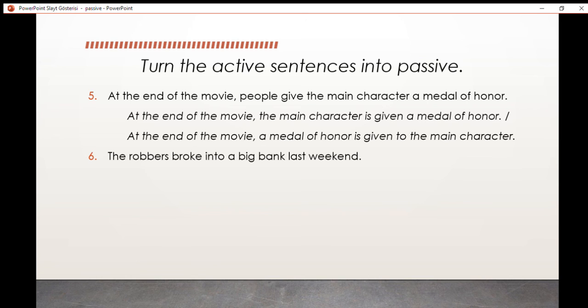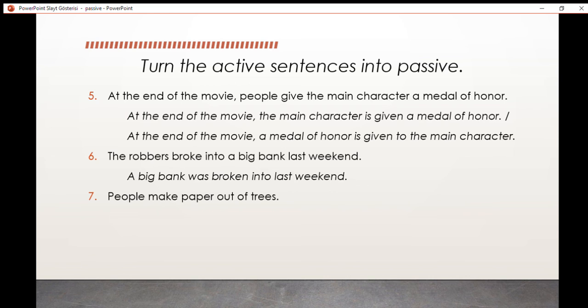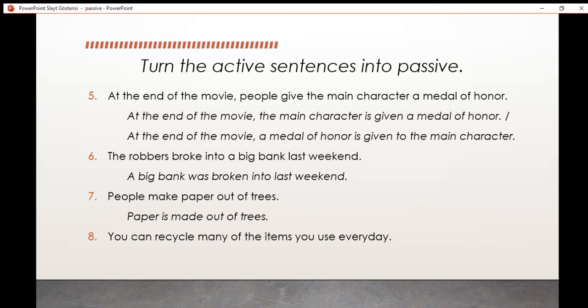The robbers broke into a big bank last weekend. A big bank was broken into last weekend. People make paper out of trees. Paper is made out of trees. You can recycle many of the items you use every day. Many of the items you use every day can be recycled.